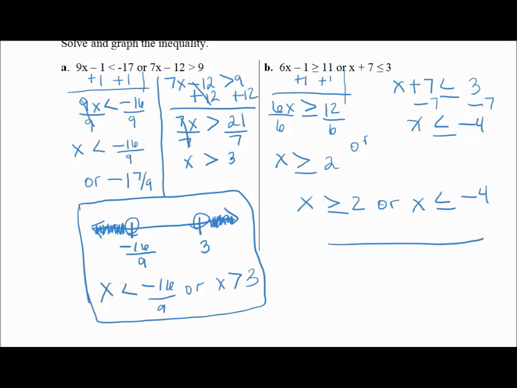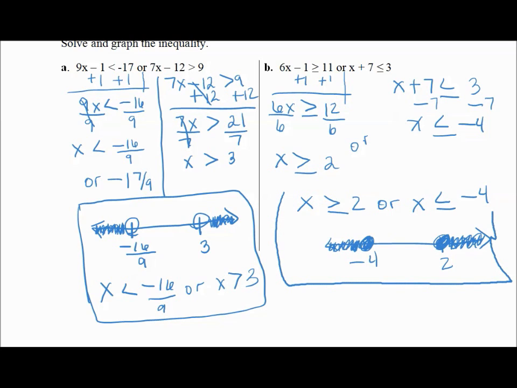So I'll draw my number line. Negative 4 is included in the solution, so I need to shade. And 2 is also included, so I need to shade. X is greater than or equal to 2, or to the right of 2 on the number line. And x is less than or equal to negative 4, or to the left of negative 4 on the number line. And this would be my final answer. My box is a little messy, but that's okay.